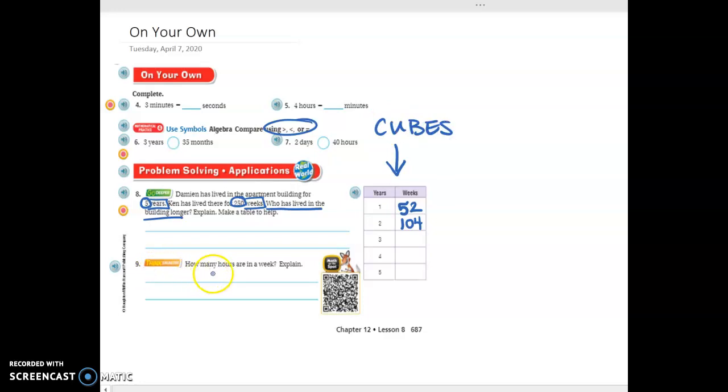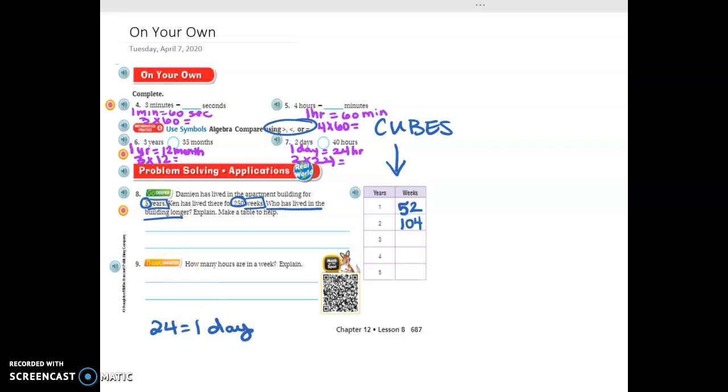Number 9. How many hours are in a week? Now remember, we know that there are 24 hours in 1 day. So that is your clue. Go ahead and solve that.